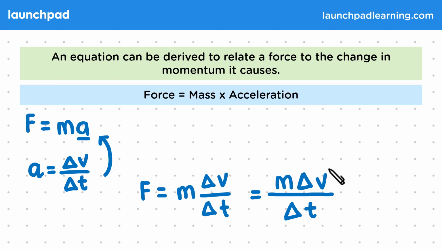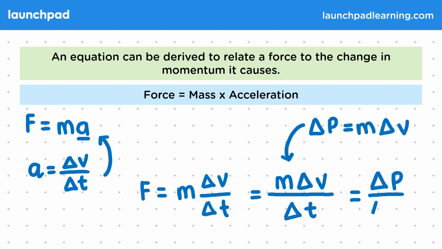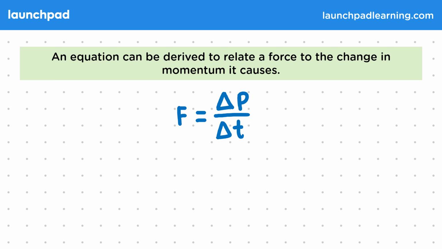Now this m delta v term should look familiar. Remember, we just found out that delta p, the change in momentum of an object, is equal to m delta v. So we can do another substitution, this time substituting m delta v with delta p. This fraction will then become delta p over delta t, which means it is equal to F. So in full, we have that F equals delta p over delta t.